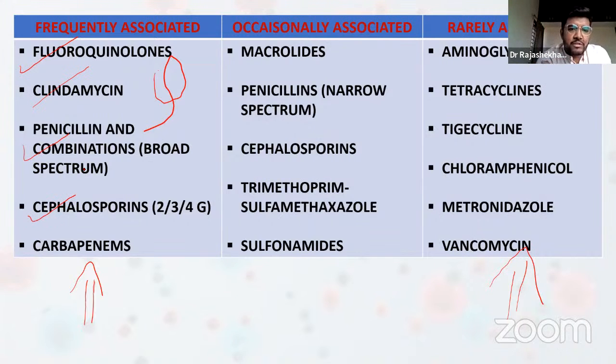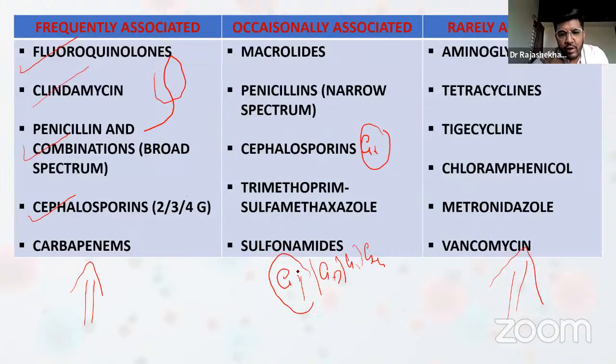And the cephalosporins, especially the second, third, and fourth. The first generation cephalosporins are less commonly associated, whereas the second, third, fourth generation can be the risk factors. So this can be the entrance question. Which among these can be the lesser associated with Clostridium difficile? The options can be generation 1, generation 2, generation 3, and generation 4.